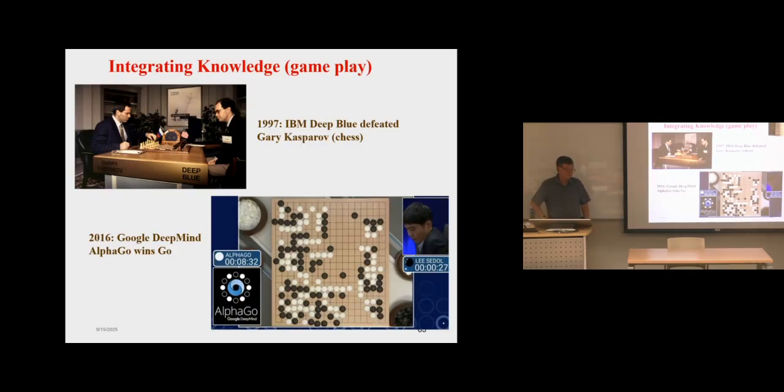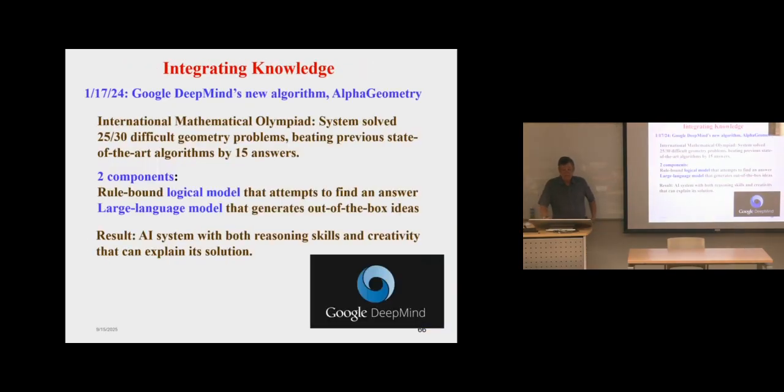All right, so AlphaGeometry came out a year ago, 18 months ago. Again, Google DeepMind. They went to the International Mathematical Olympiad. Now this is tough. It solved almost all the geometry problems. Notice, it beat previous state-of-the-art algorithms by 15 answers. It has only gotten better since. I don't think Google's worried too much about that now.